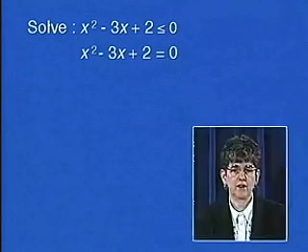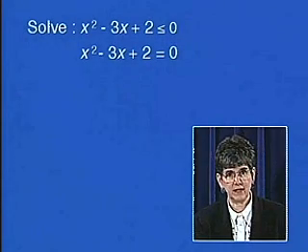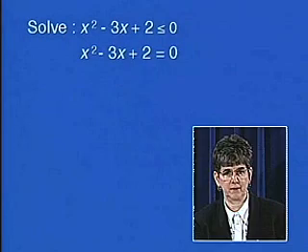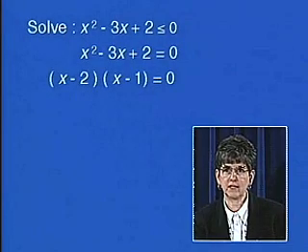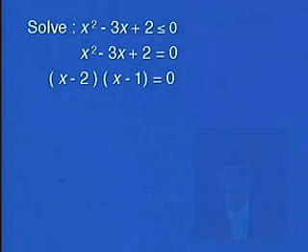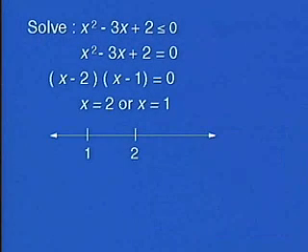Let's look at the solution to this inequality. Our first step is to solve the quadratic equation, x squared minus 3x plus 2 equals 0. Factoring gives us (x minus 2)(x minus 1) equals 0, and our solutions are x equals 2 or x equals 1. And we've graphed these numbers on our number line.